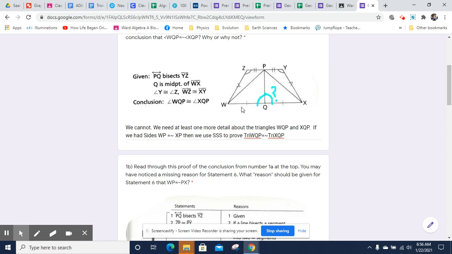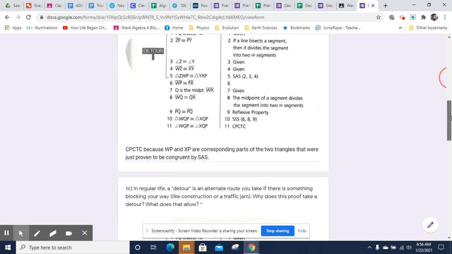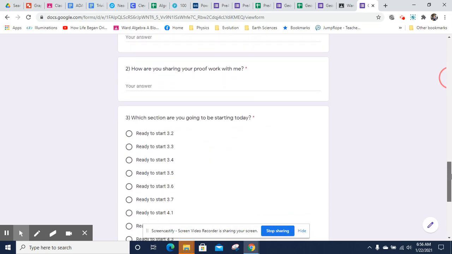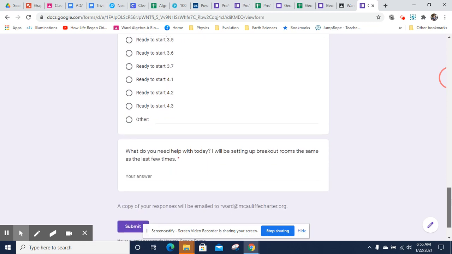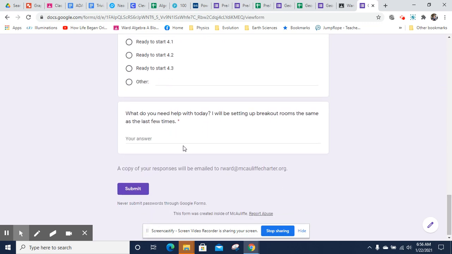We've already been given that Q is the midpoint, so we can then state WQ and XQ are congruent by definition of a midpoint. But we needed this third side. Once we've got that third side, then we can prove these two triangles are congruent by side, side, side, and then we can prove that these two angles are congruent because they are corresponding parts of congruent triangles. So CPCTC. I hope that helped, and I'll spend a little more time on detour problems for folks who are ready for that, and missing diagram problems. I hope that was helpful.